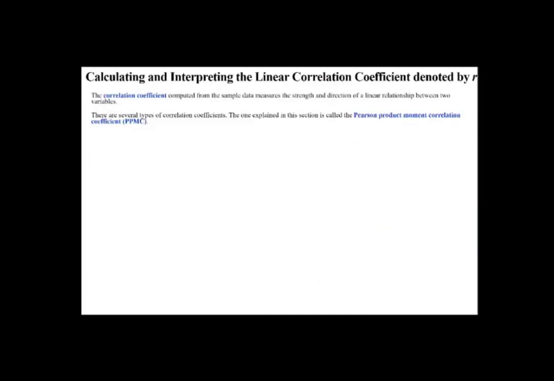The correlation coefficient computed from the sample data measures the strength and direction of a linear relationship in two variables. There are several types of correlation coefficients. The one explained in this section is called the Pearson product moment correlation coefficient, or PPMC. And so Pearson product moment correlation, or simply a correlation. And we use rho to represent that for the population.